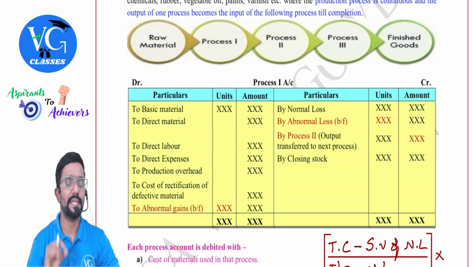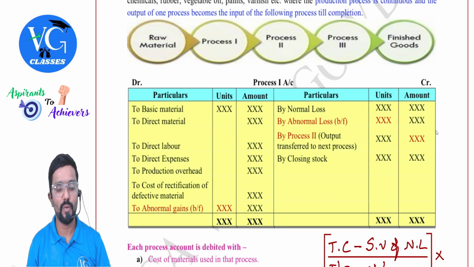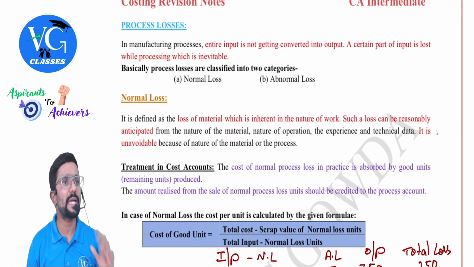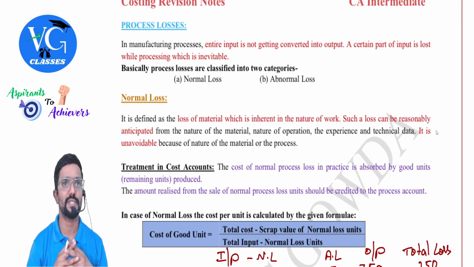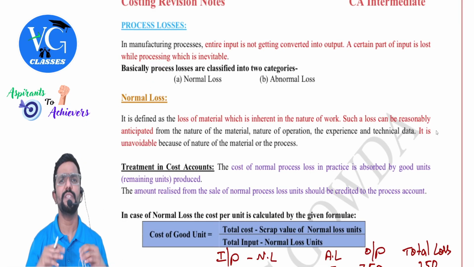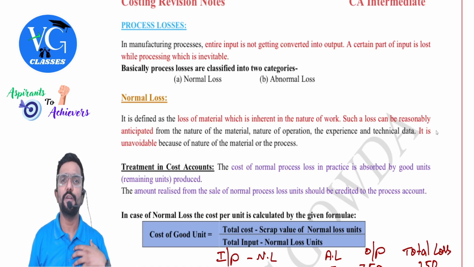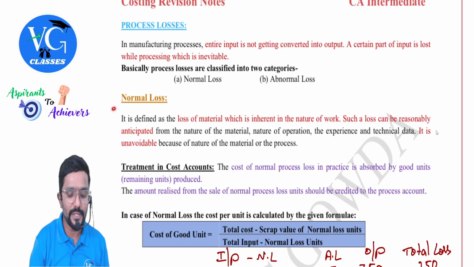Then coming to the credit side, guys, important. Normal loss. Sir, what is normal loss? What is abnormal loss? There are two different types of losses in the production process, guys. Clear? If there is any loss which is unavoidable, which is uncontrollable, whatever I do, it is bound to happen, so I don't have any control over it. We call it as what?